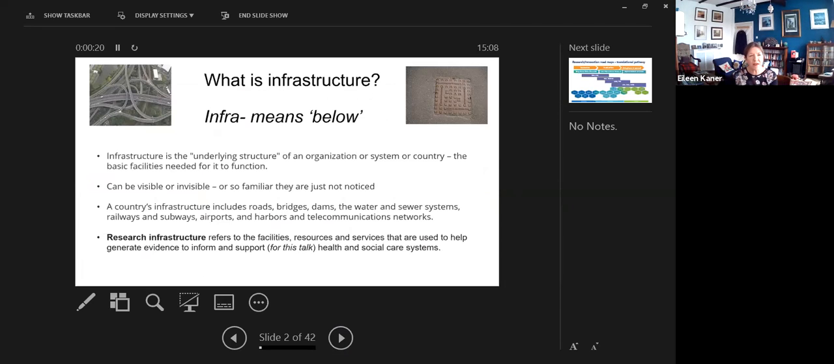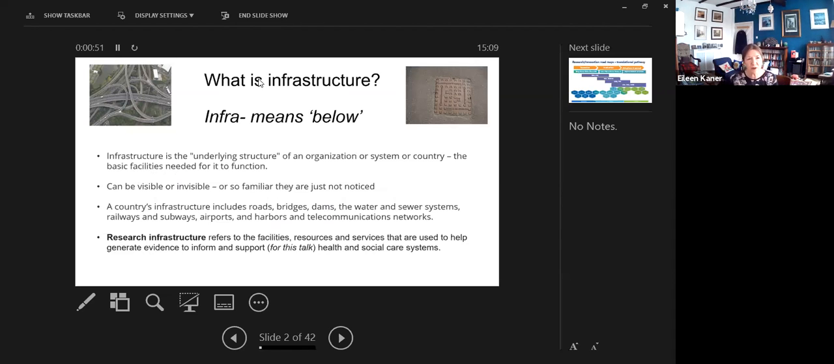Infrastructures. So on this slide, I really wanted to just define what we mean by infrastructure. These are the underlying facilities that an organization or a system or a country has. So it's the basic things you need to run any of your things. And infrastructures can be visible or invisible, and sometimes they're everywhere and you just don't notice them.